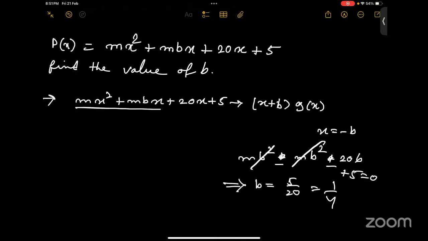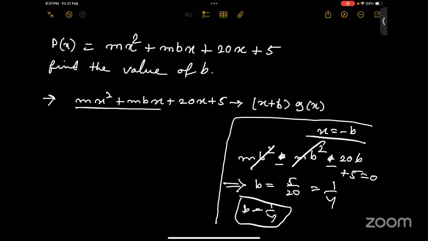Another method that you were saying? Yeah, x plus b will into say gx. I will say it, but you get it, right? Yes, ma'am. Okay. So b is equal to 1 by 4. Okay, now let us tell about the another method.